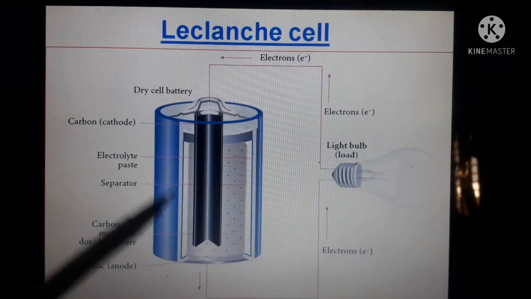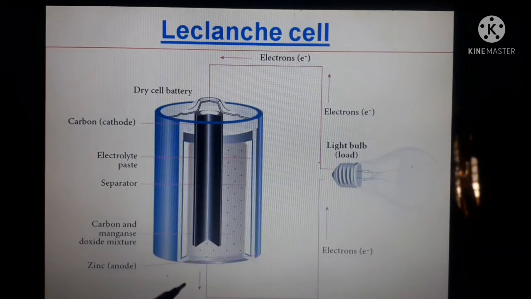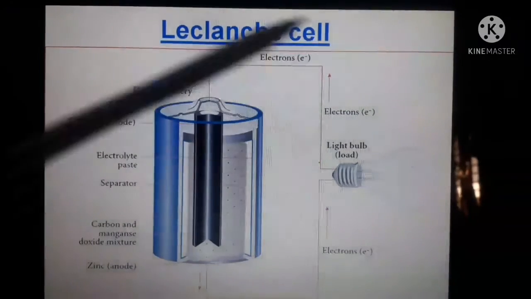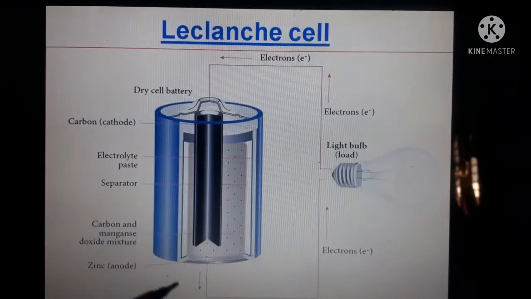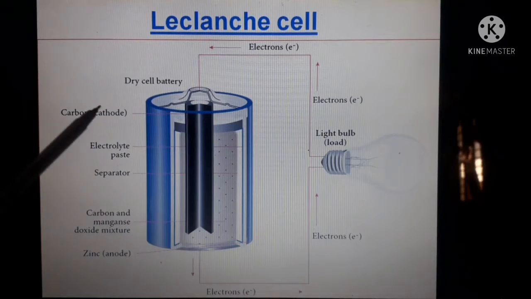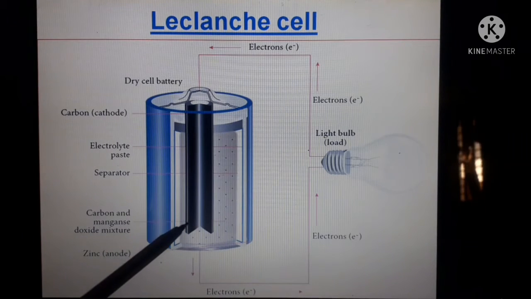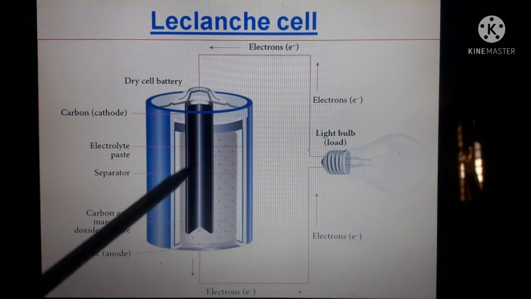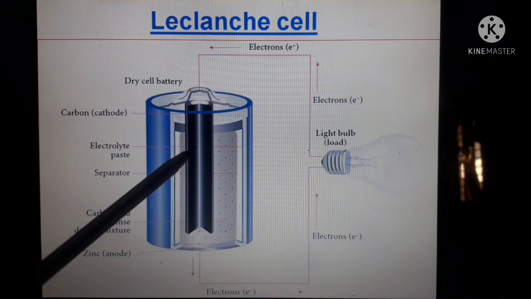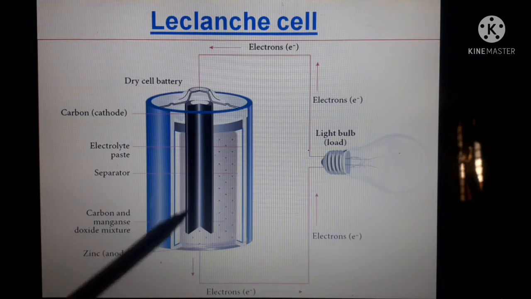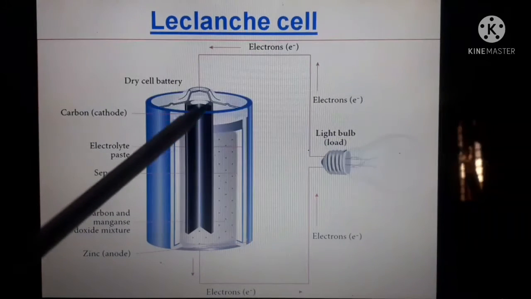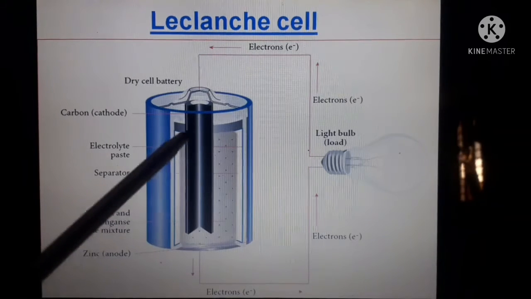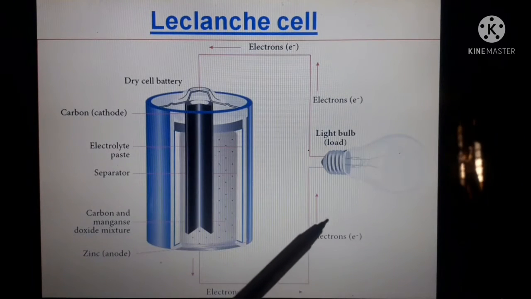Function: this is positive, this is negative. The electrons flow from cathode to anode. The flow of electrons is cathode to anode. The bulb is connected. Now electrons are moving from the center electrode, that is the graphite electrode. The electrons move from negative to positive. So this is the principle for the dry cell batteries.